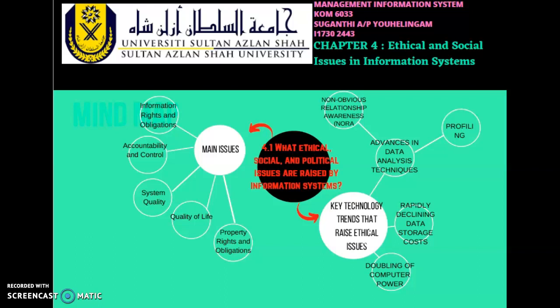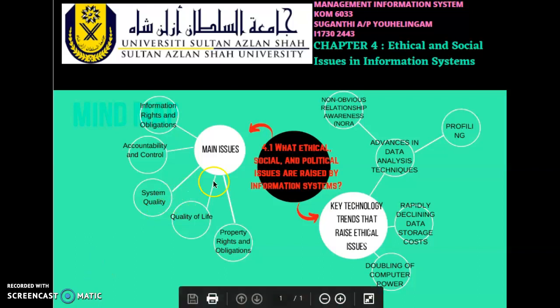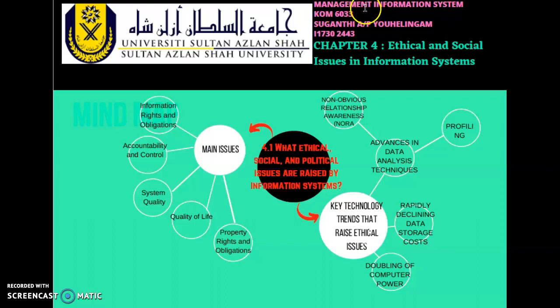Today I would like to present Chapter 4, Ethical and Social Issues in Information Systems, from the subject Management Information System with code KOM 6033. I would like to explain in more detail subtopic 4.1: what ethical, social and political issues are raised by information systems.